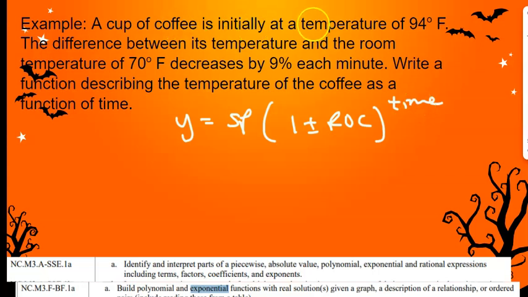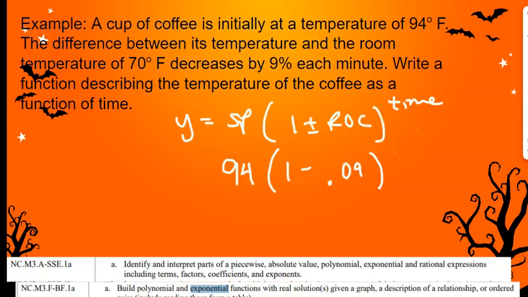A cup of coffee is initially at a temperature of 94 degrees. Where do you think that's going to go? That's the starting point. Initially is a beginning. The difference between its temperature and the room temperature of 70 decreases by 9% each minute. So that was a big word, decreases. I'm going to write 1 plus or minus. How am I going to put in 9%? I like 0.09. A lot of times I don't put that first zero. You're perfectly right. Remember, I moved the decimal place how many times? Twice. Always get rid of percents.